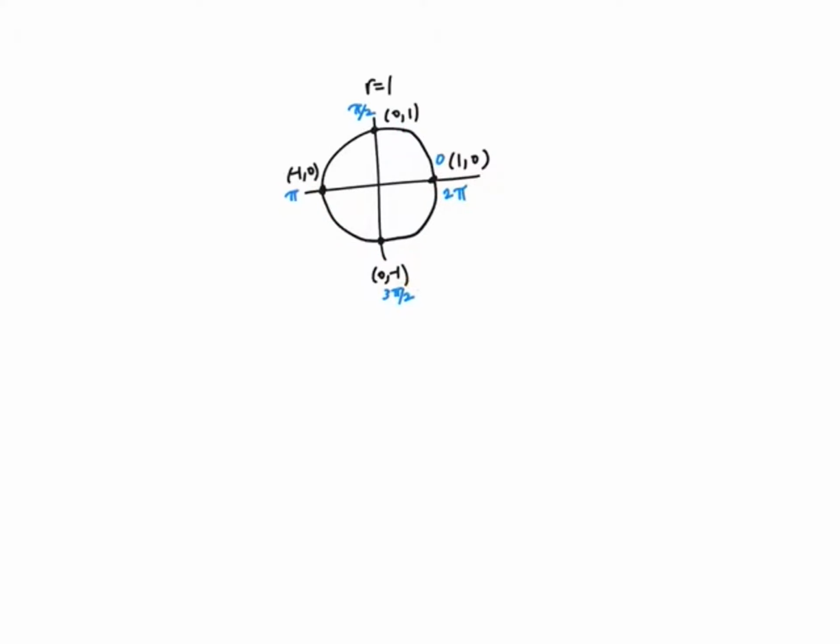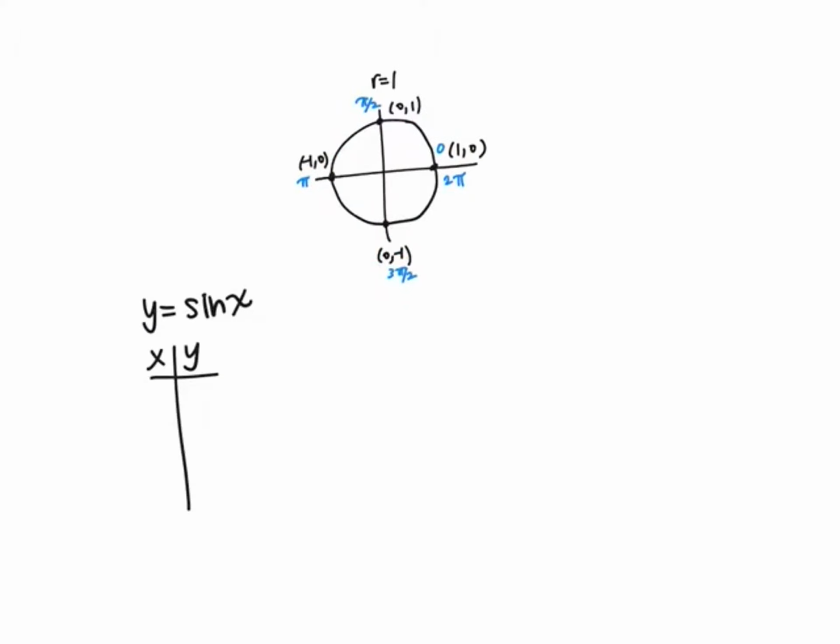Recall that your cosine are your x coordinates, right? And sine theta are your y coordinates. Let's go ahead and make a table for y equals sine of x. For your input, notice that we have angle measures here. So we're going to put 0 radian, pi over 2, pi, 3 pi over 2, and 2 pi. And notice that from here it's going to repeat itself because coterminal angles are repeated every 2 pi.